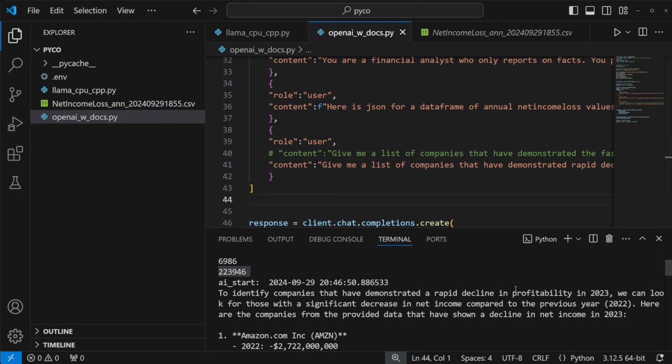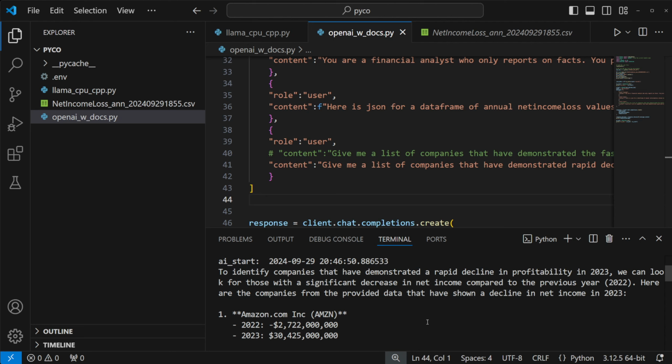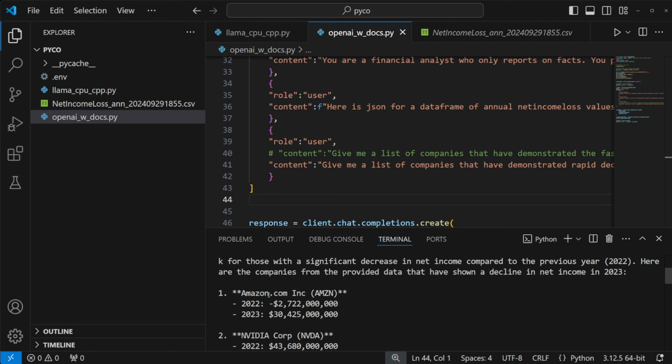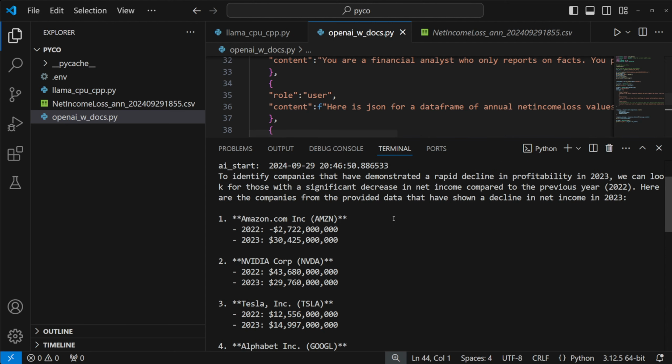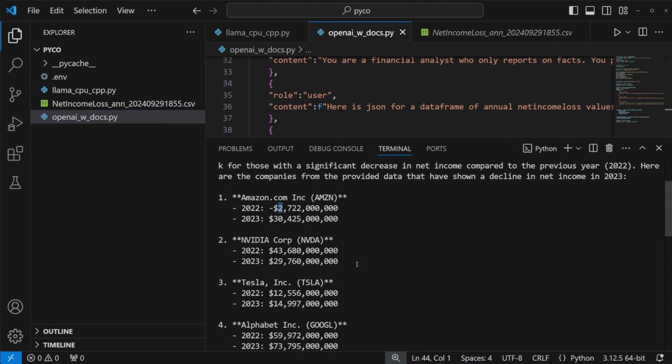Let's see what to look for, those with a significant decrease in net income. Here are the companies from decline in income. Let's just zoom this up a bit. Okay, Amazon declined. Okay, I don't know how this makes sense.